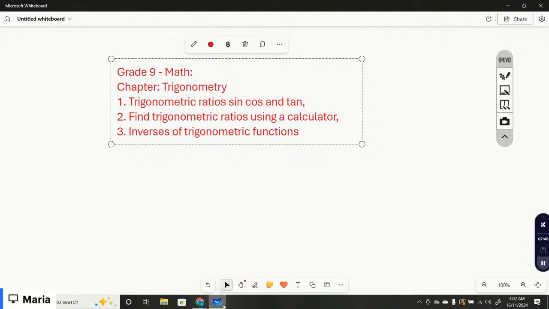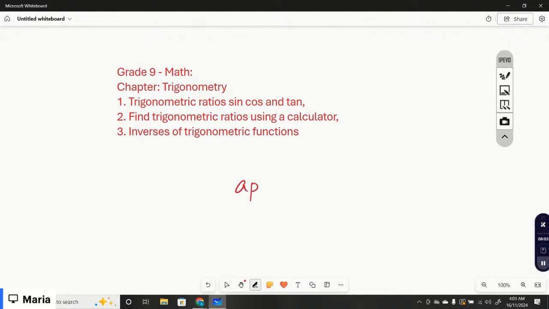We are here for grade 9 math. You can find all the lessons on aplusstudents.com.